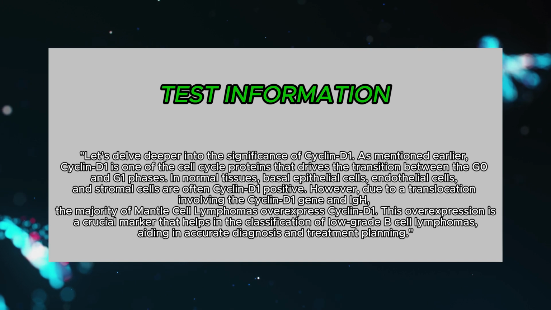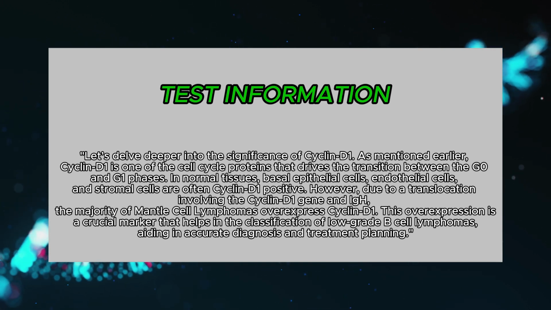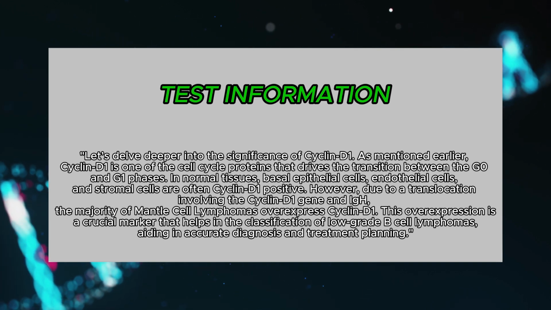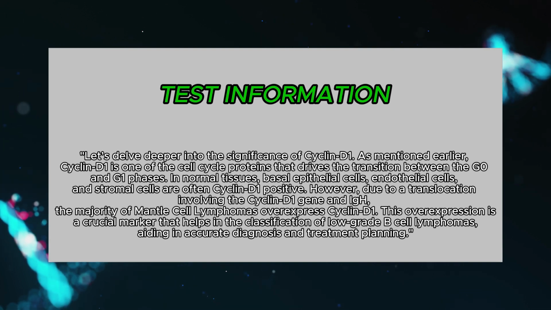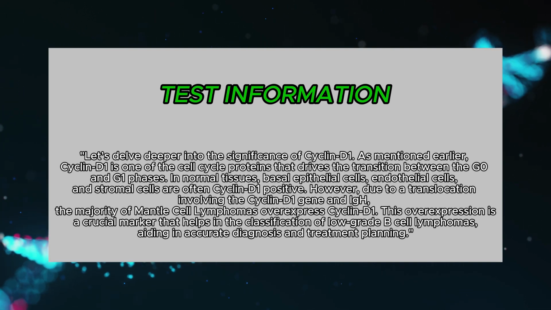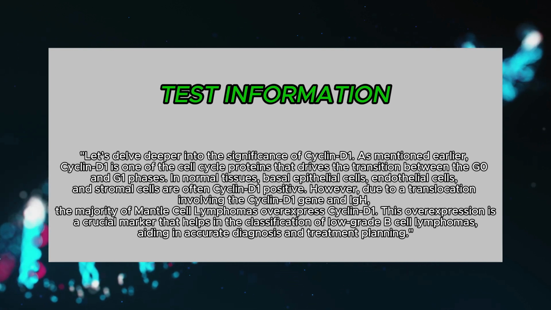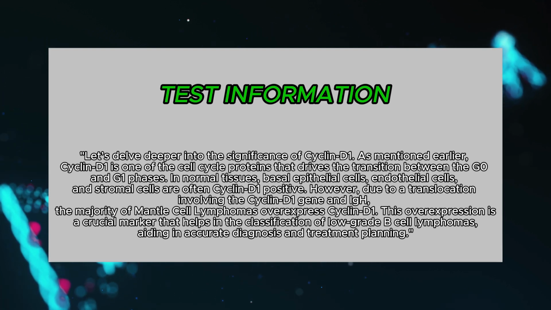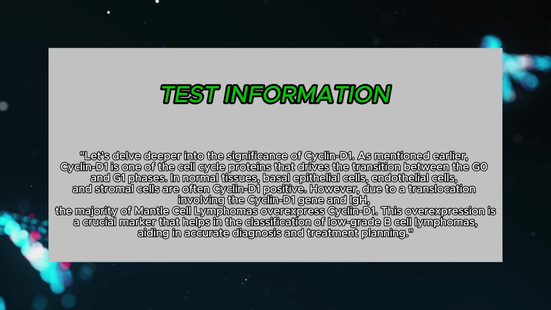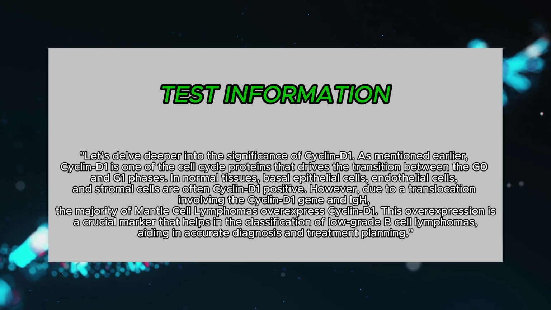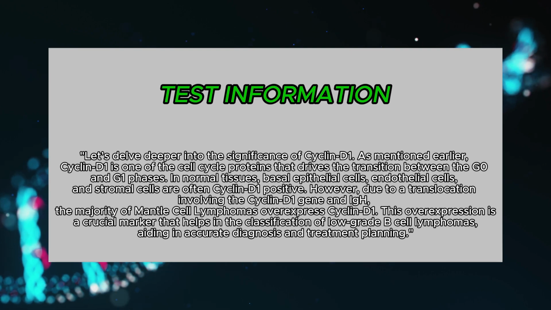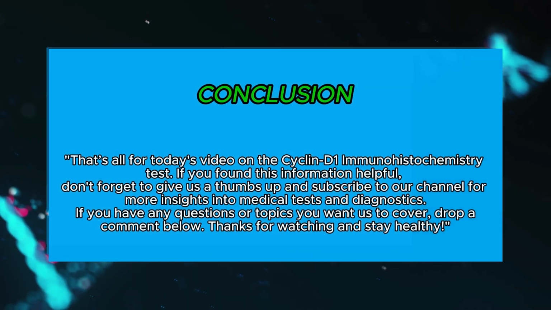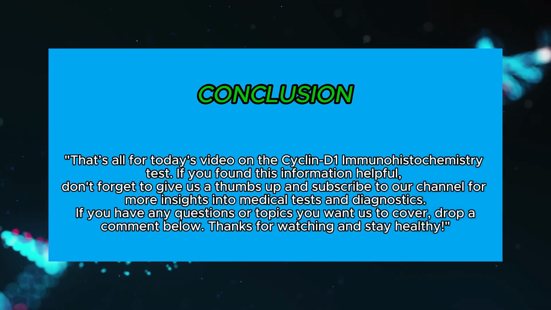As mentioned earlier, CYCLIN-D1 is one of the cell cycle proteins that drives the transition between the G0 and G1 phases. In normal tissues, basal epithelial cells, endothelial cells, and stromal cells are often CYCLIN-D1 positive. However, due to a translocation involving the CYCLIN-D1 gene and IGH, the majority of mantle cell lymphomas overexpress CYCLIN-D1. This overexpression is a crucial marker that helps in the classification of low-grade B-cell lymphomas, aiding in accurate diagnosis and treatment planning. That's all for today's video on the CYCLIN-D1 immunohistochemistry test.